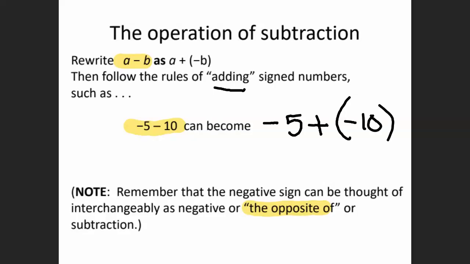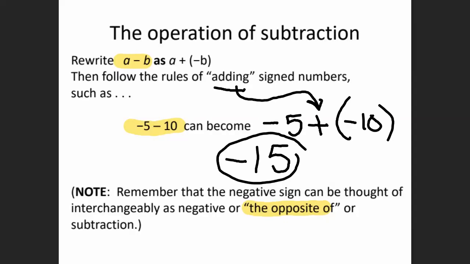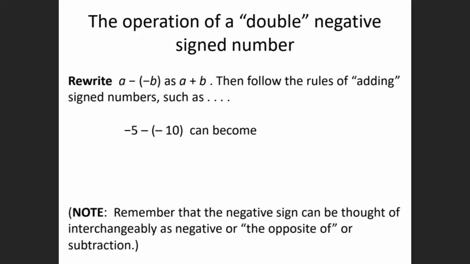This symbol that I put right here between the 5 and the parentheses is saying I'm adding. And as we know, negative 5 and negative 10 is going to give me a negative 15. Okay. Now, we also have this one. Now, notice here that we have the double negative right here. See the double negative? Okay. Right here.